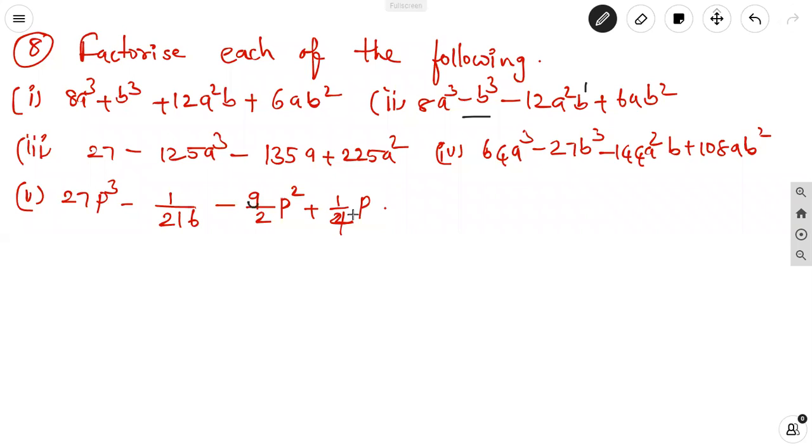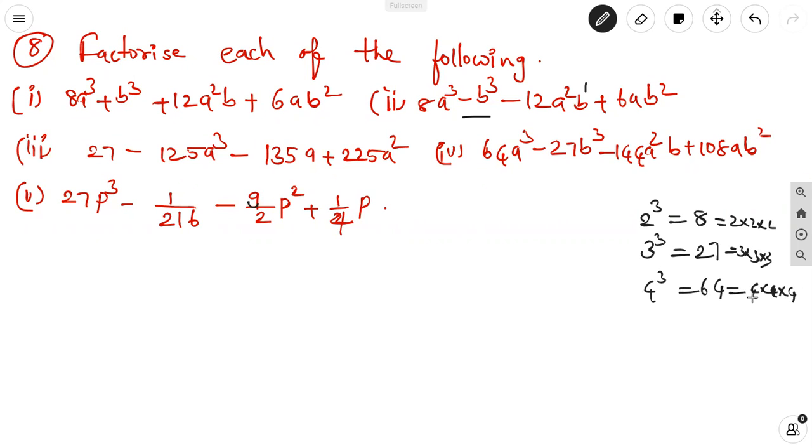When you are perfect with the cubes and the square roots, then you get it easily. We know that 2 cube is equal to 8, 3 cube equal to 27, 4 cube equal to 64. Just check it out. 3 3s are 9, 9 3s are 27, 2 2s are 4, 4 2s are 8, 2 into 2 into 2, 3 into 3 into 3, again 4 into 4 into 4, 4 4s are 16, 16 4s are 64.